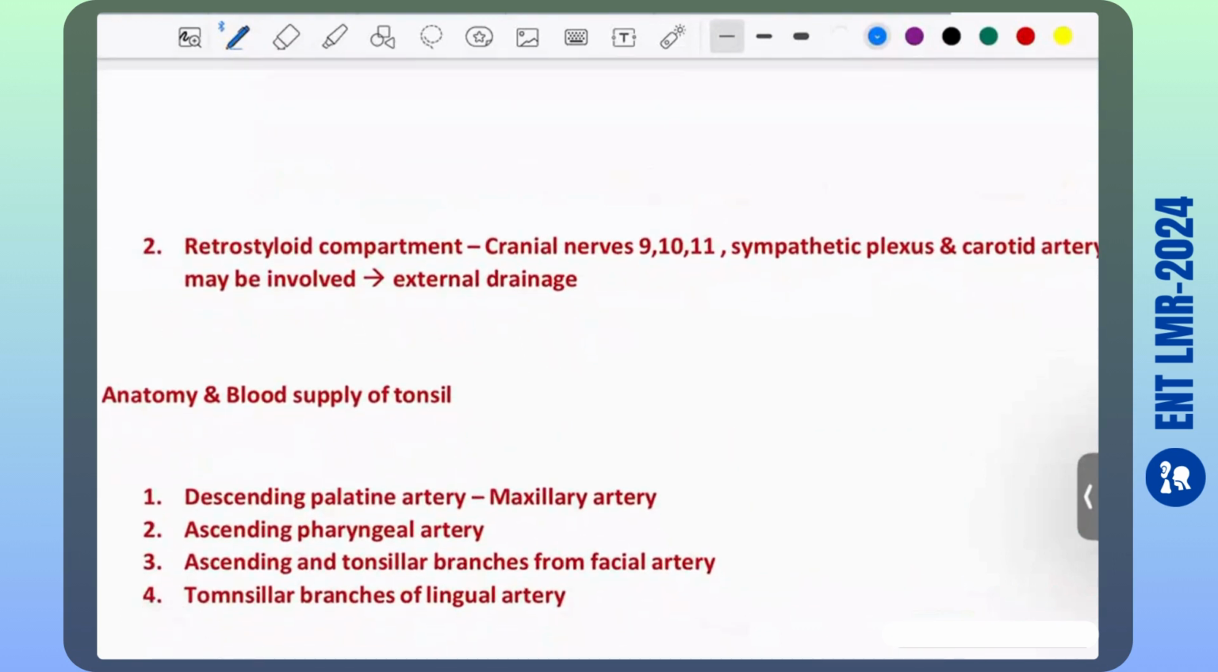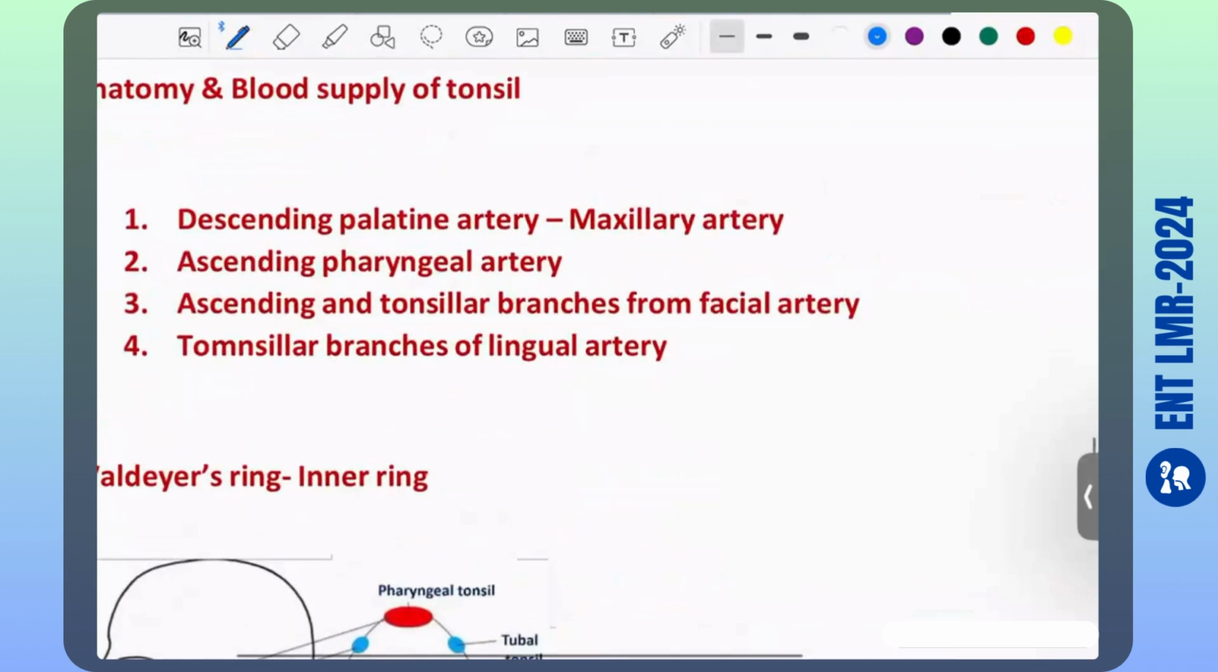External drainage. Okay. So anatomy and blood supply of tonsil, the patient can have descending palatine artery from maxillary artery, ascending pharyngeal artery, ascending palatine artery, and tonsillar branches from facial artery, tonsillar branches of lingual artery.